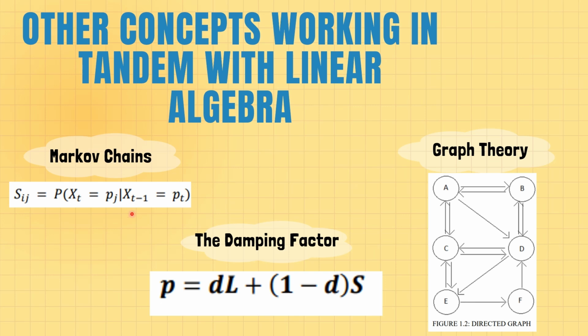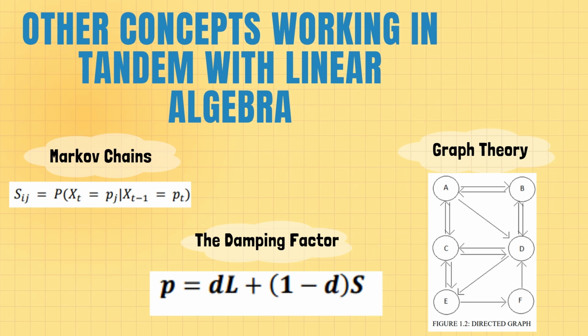Another concept is the damping factor. The damping factor is set around 0.85, meaning there is an 85% chance that a user will keep following links on the current page, and a 15% chance they will randomly jump to a new page on the web. And the last one is graph theory, which we use to identify our eigenvector.